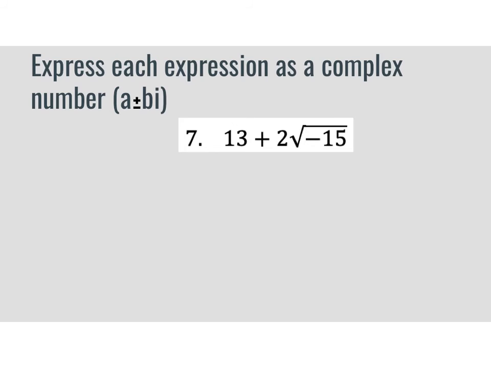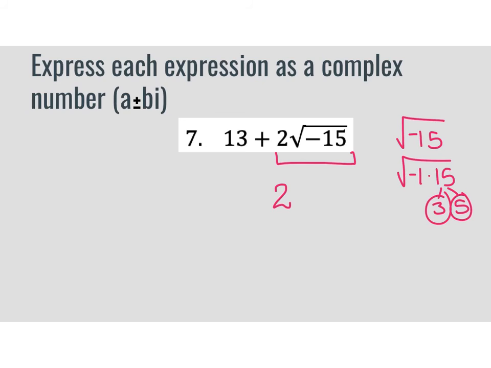This one right here, 13 plus 2 root negative 15. Well, I'm going to start by simplifying the second portion right here. The 2 is on the outside, and I can break up negative 15 into negative 1 times 15, and 15 just breaks into 3 and 5. There are no pairs, so the best I can do is bring the i on the outside, and root 15 stays on the inside. I bring down the 13 and my plus. So this is 13 plus 2i root 15.